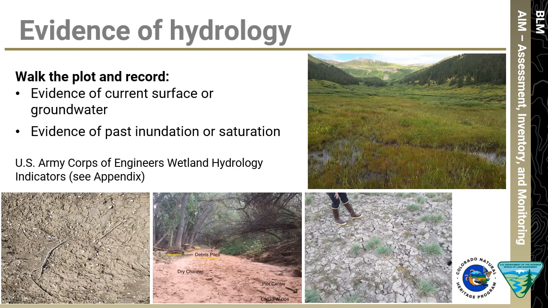The first step is to look for water on the plot. Look for evidence of current surface or groundwater, such as pools or channels of water, or a high water table in the soil pit. Even if surface or groundwater are not observed, look for evidence of past inundation or saturation, such as aquatic invertebrates, drift deposits, drainage patterns, and soil cracks.